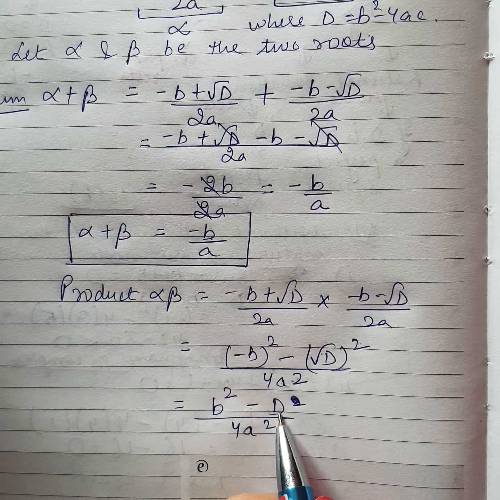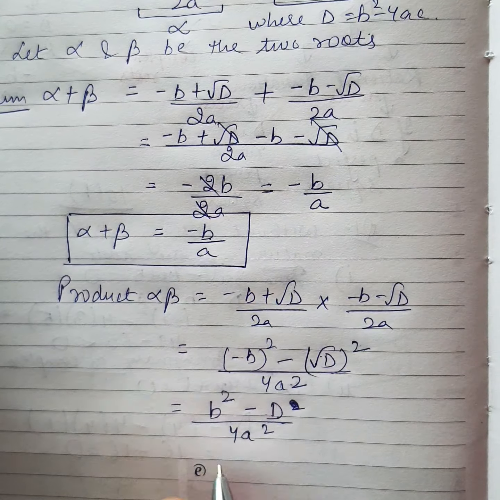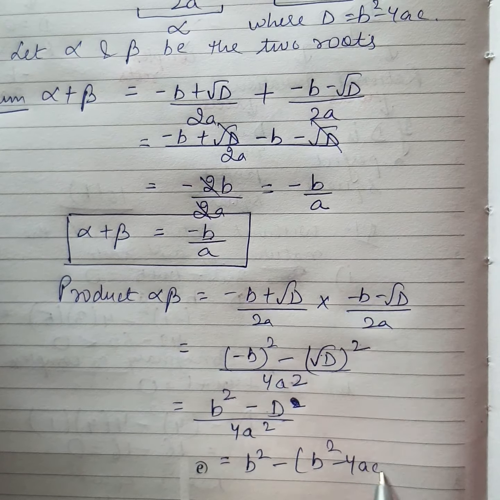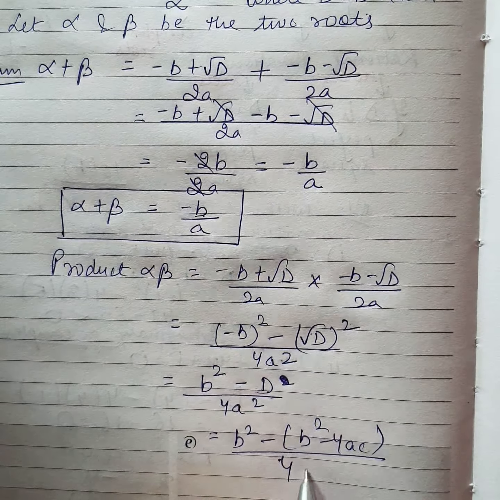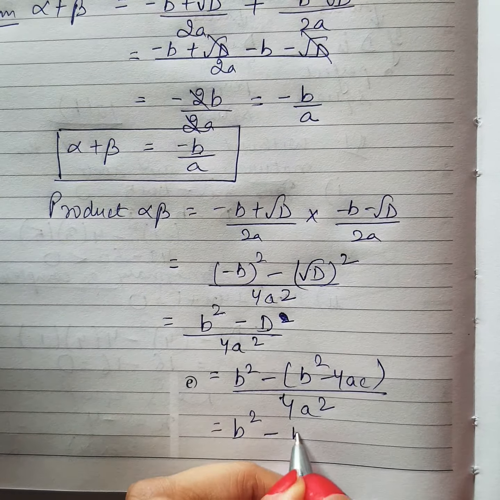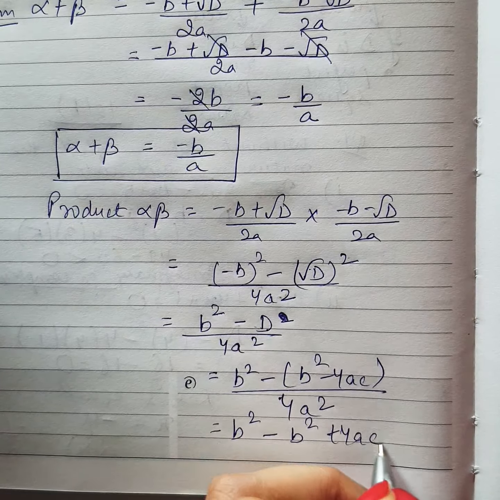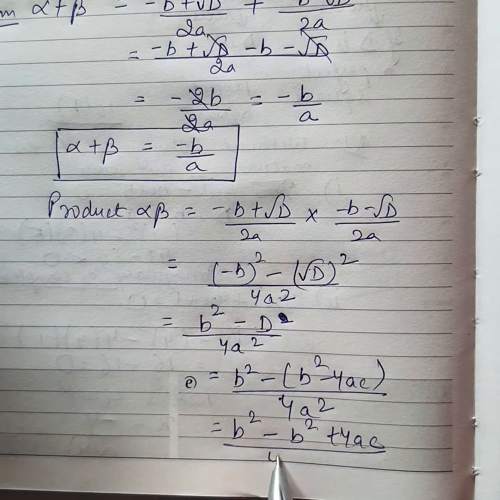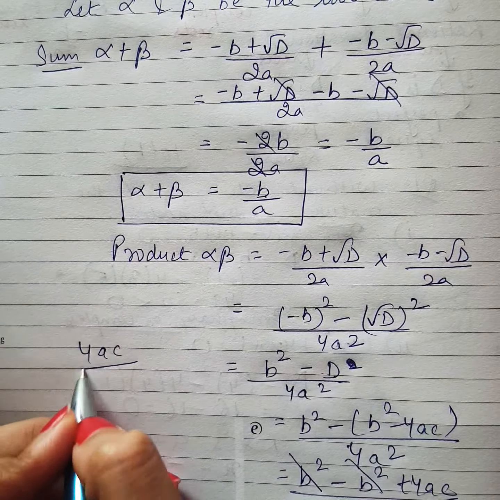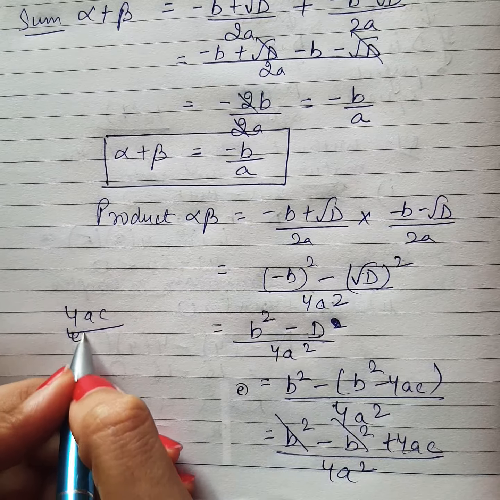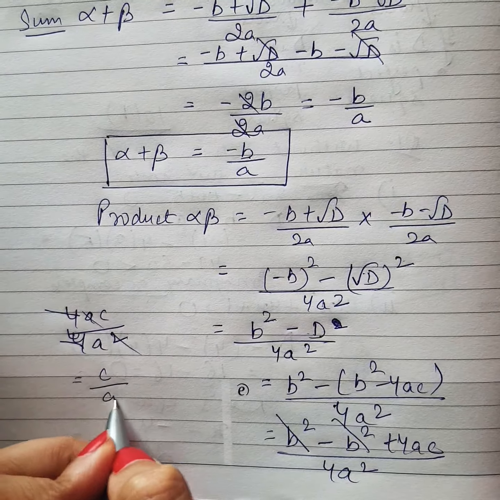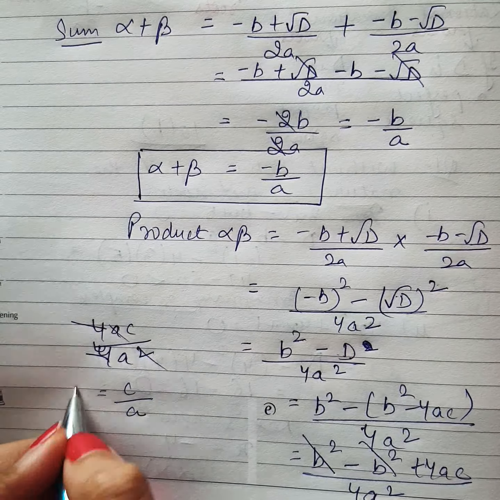Now I can substitute the d value from here, b square minus 4ac. So b square minus (b square minus 4ac) upon 4a square. So b square minus b square plus 4ac. The minus sign changes the inner signs, and the b squares cancel. So we are left with 4ac upon 4a square. 4 and 4 cancel, a cancels. We are left with c by a. C by a is alpha beta.